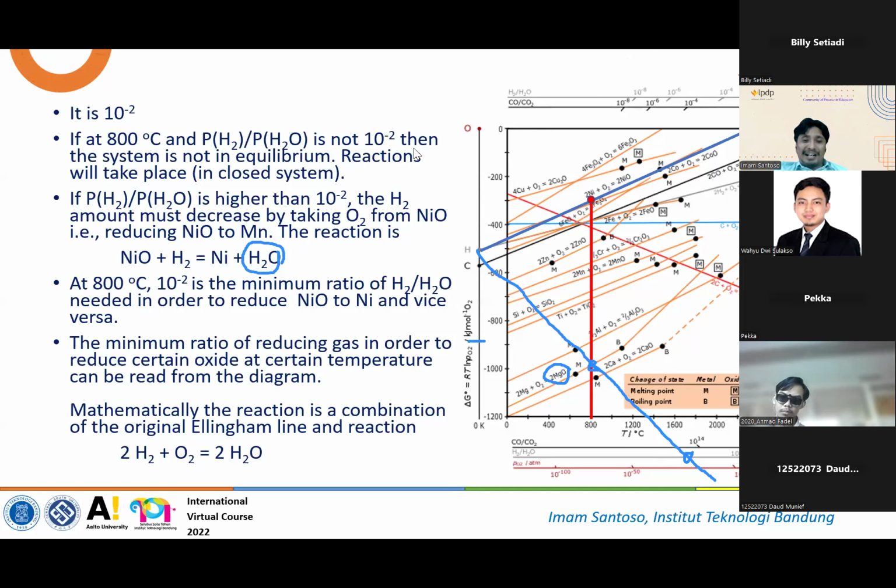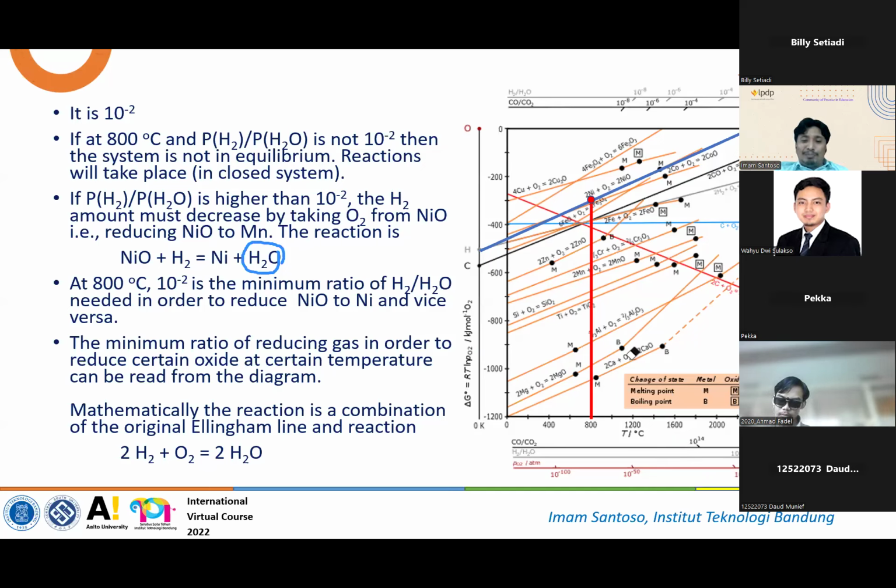Thank you. I have one question, Pak Imam. Halo, Pak Imam. Halo, Pak Pras. Yeah, one question, Pak Imam. Yes. If you say that the ratio of H2 and H2O is too big, in practice, what is the limit about the ratio of H2 and H2O? Is there any limit that we can use?